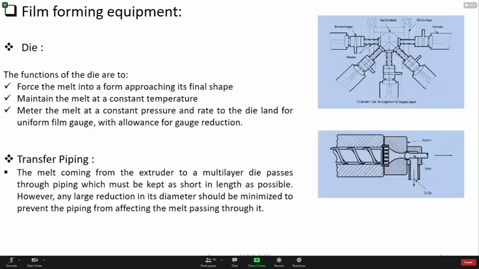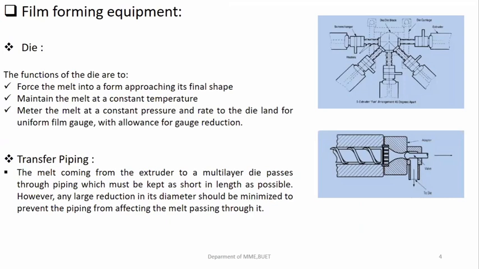Next, the film forming equipment also contains dies, which force the melt into a form approaching its final shape. They maintain the melt at a constant temperature, meter the melt at a constant pressure, and set the die length for uniform film gauge with allowance for gauge reduction.